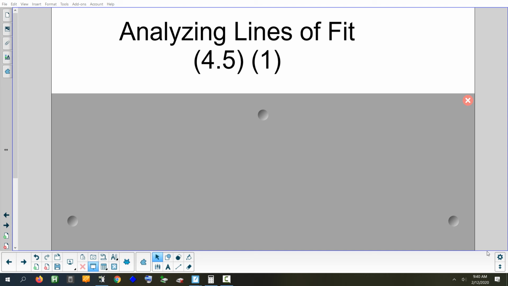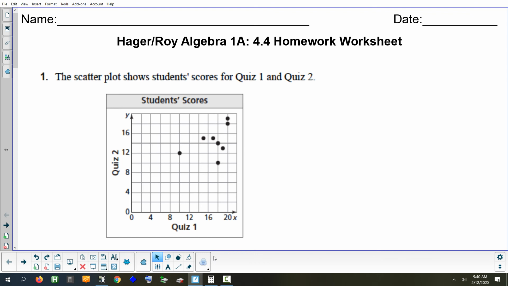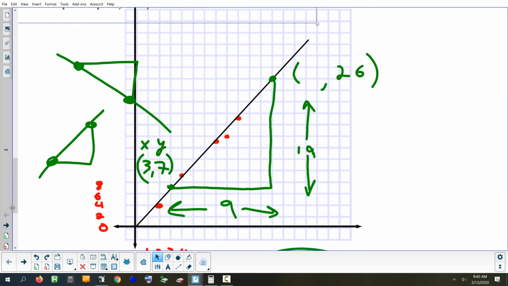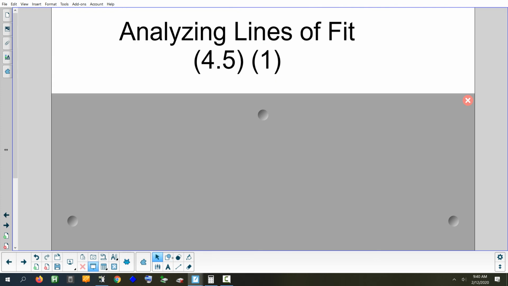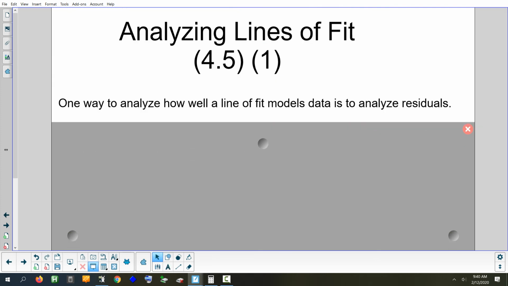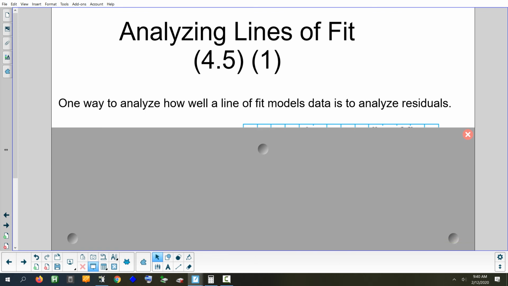All right, so we talked about scatter plots in the last section, and in the homework, I had you take a problem and draw in your own line of fit by hand, right? What we're going to look at today is how good of a job did you do. There's a way you can look at that line and say, yep, that's a really good line, or no, it's not as good. And I'm going to show you what that is. So we're basically analyzing how good of a line you drew in the last section.